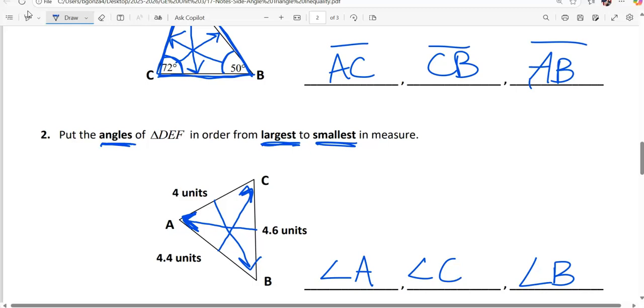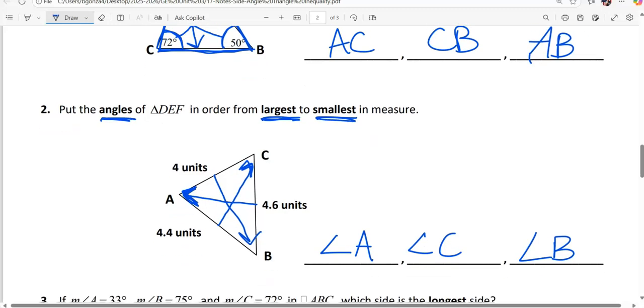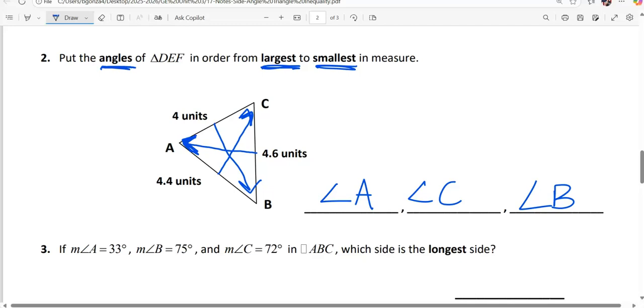Sometimes they ask least to greatest. Sometimes they ask for greatest to least. Sometimes it's sides. Sometimes it's angles. You get it. We're pretty much done. We'll do two more little examples. Call it a day here.